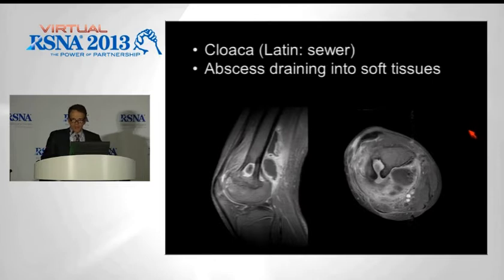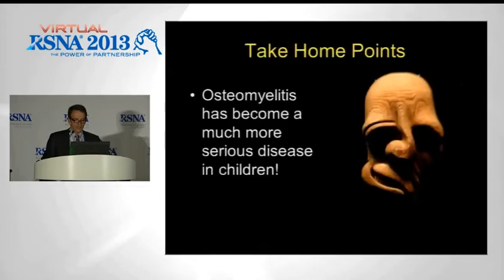Another complication is the development of cloaca. Cloaca comes from the Latin for sewer, and it is going to be the area where the infection drains. Here you have a focus of distal metaphyseal osteomyelitis with an abscess. Notice that there is here the cloaca or the draining sinus, and you can see that it is going into the soft tissues and defining a soft tissue abscess.